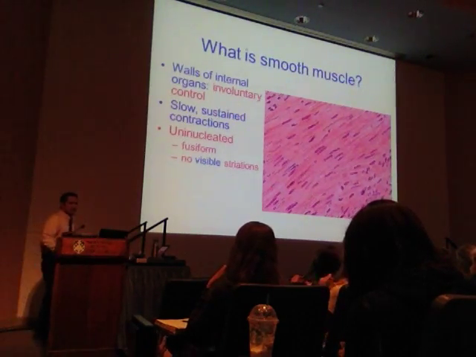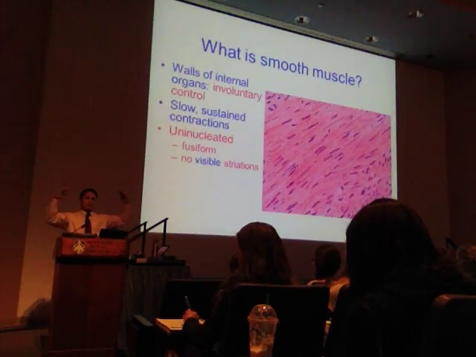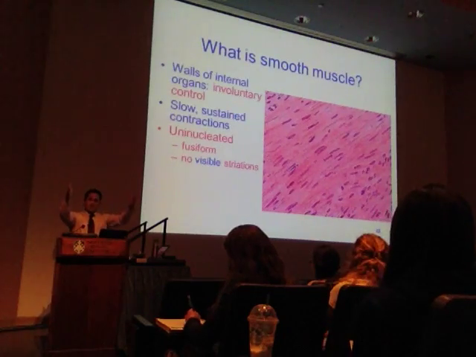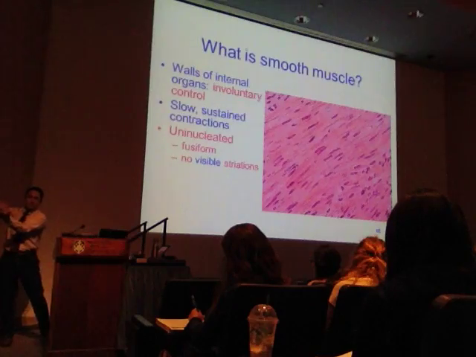Fusiform is a word that means spindle-like. So it's going to be kind of thin on the ends, and then it fattens in the middle, and then thin on the bottom. Or this way. Fusiform. Spindle-like.